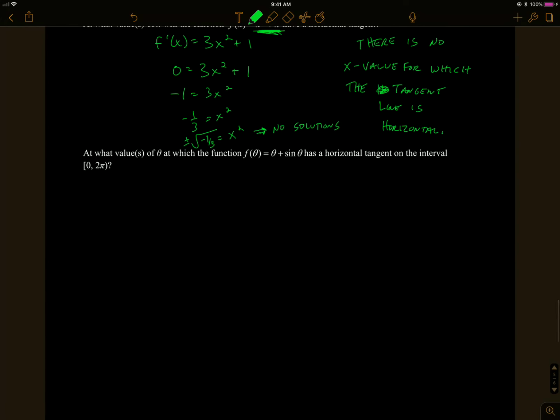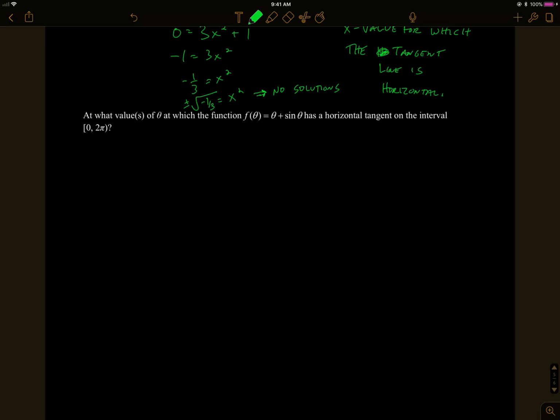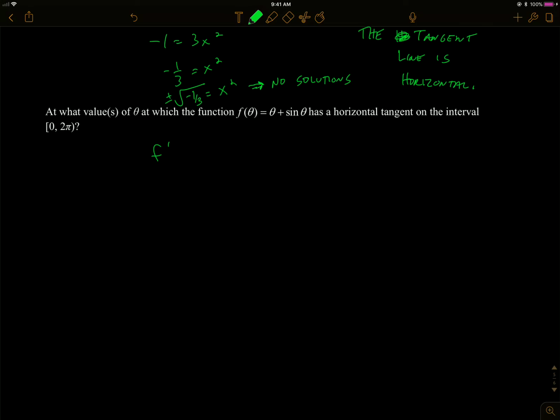Now let's do our last one here. At what values of theta will this function have a horizontal tangent line? So again, we're going to find the derivative, set it equal to 0, and solve for theta. So the derivative is going to be 1 plus the derivative of sine, which is cosine of theta. We're going to make that equal to 0. And these are cyclical functions, so typically they'll give us some type of interval to find our x values in, because with trig functions, once we find a 0, it can just keep repeating forever, right?